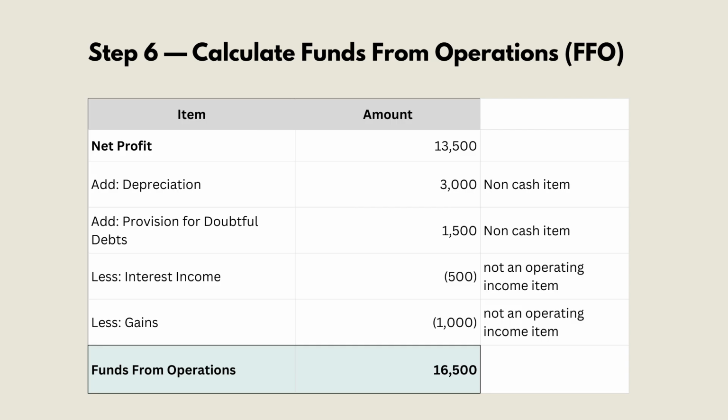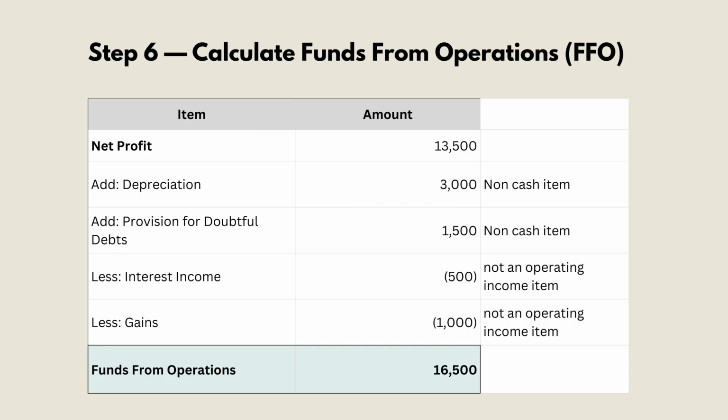Then we have retained earnings. It increased by $13,500. This reflects the profit for the year. We will include it in the funds from operations, not as a separate line. Step 6. We now calculate funds from operations. This shows how much the business generated from its normal operating activities after adjusting net profit for non-cash expenses and non-operating items. For this example, we will use the following simple schedule.